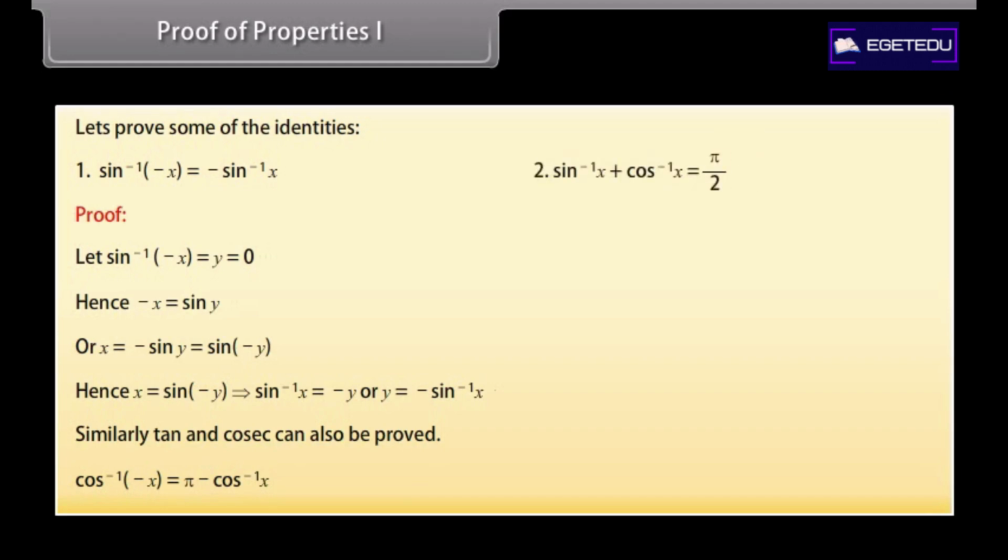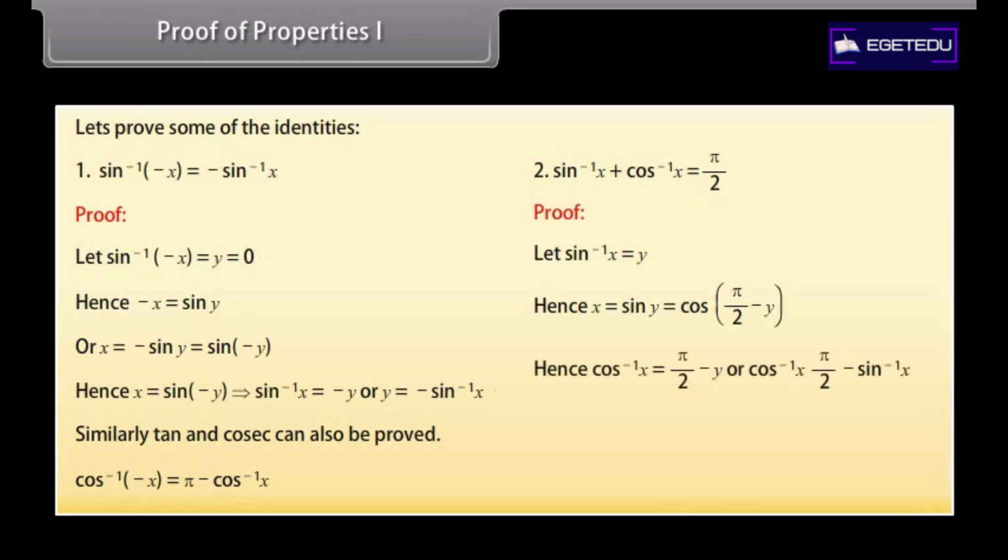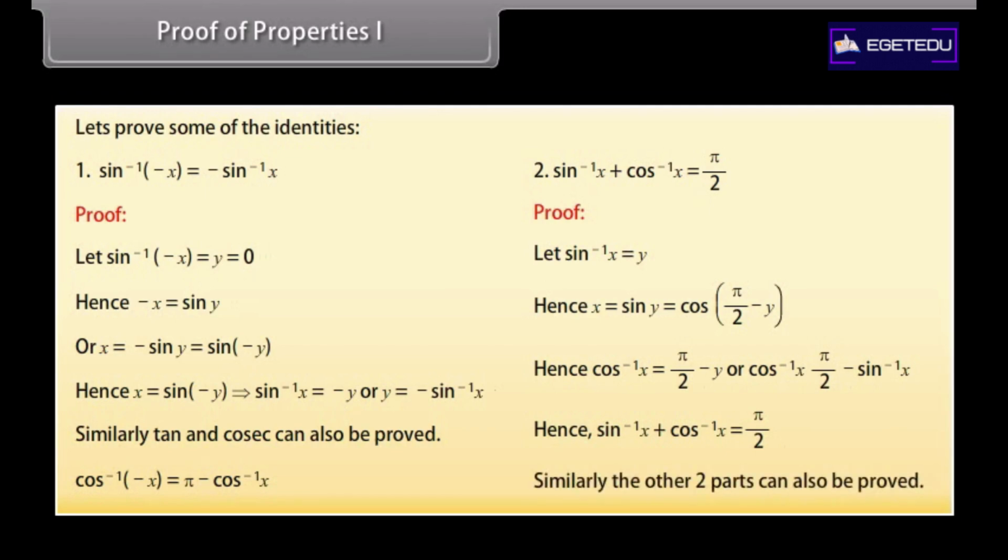Second, sine inverse x plus cos inverse x is equal to pi by 2. Proof. Let sine inverse x be equal to y. Hence, x is equal to sine y, which is equal to cos of pi by 2 minus y. Hence, cos inverse x is equal to pi by 2 minus y, or cos inverse x is equal to pi by 2 minus sine inverse x. Hence, sine inverse x plus cos inverse x is equal to pi by 2. Similarly, the other two parts can also be proved.